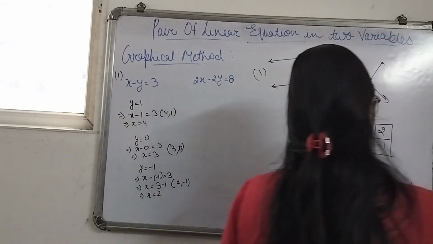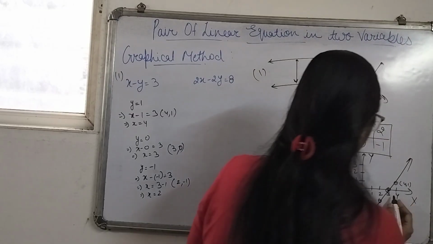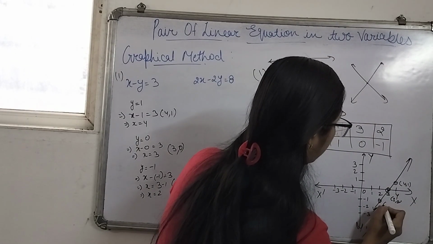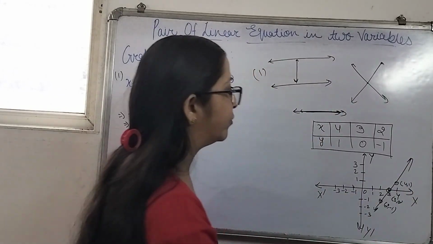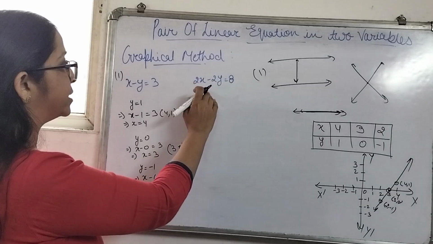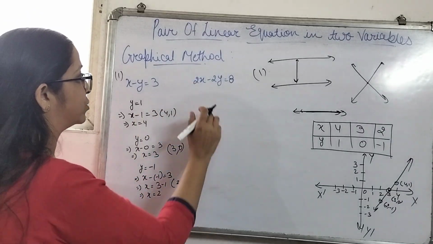So if we join them, it will be a straight line. This point will be your (3, 0). It is your (2, minus 1). So if we plot this line, it will be a straight line. Similarly, for the second equation, we will be finding 3 coordinates which will satisfy this equation.